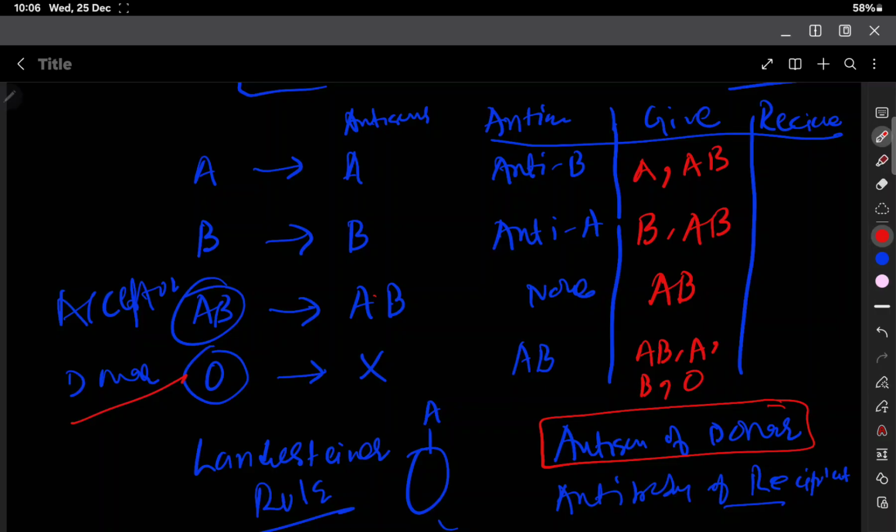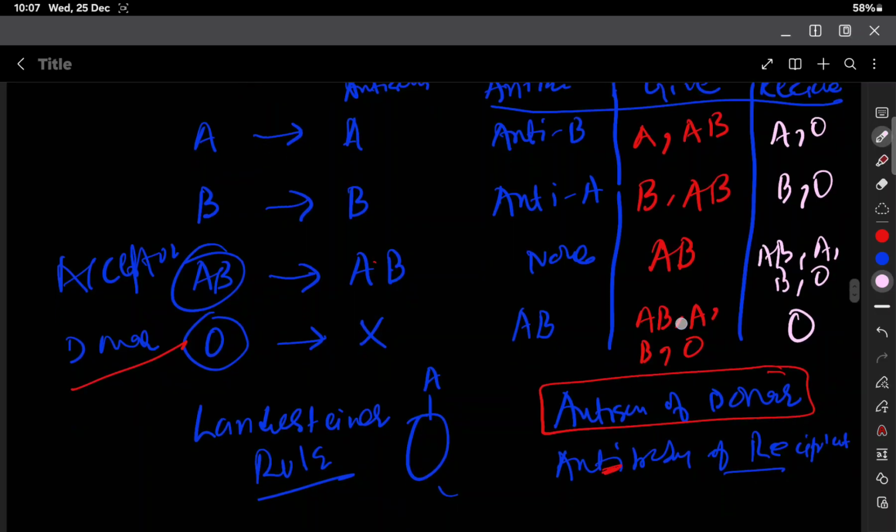Now receiving. For the recipient, what do we consider? Antibody. Now A can receive blood from A and O, because we are considering the antibodies here. B can receive blood from B and O. AB can receive blood from all: AB, A, B, O. That's why it's a universal recipient. Whereas O can receive blood only from O, because we are considering the antibodies and it has both antibodies. So this is how blood transfusions occur: who can give blood to whom.